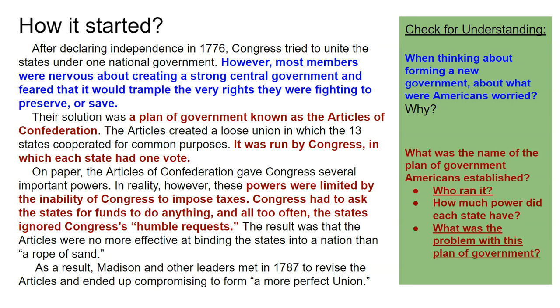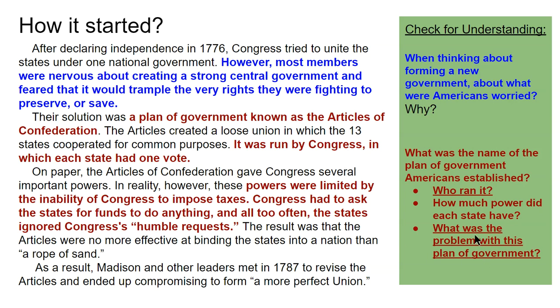Next question. What was the name of the plan of government? And then we have a series of questions after that. So let's go back to the text. We have the name in paragraph 2, the Articles of Confederation, who it was run by. It was run by Congress, and each state had one vote. So that means there was one representative sent to Congress for each state. So there were 13 states, so there were 13 representatives, and each of them got one vote.